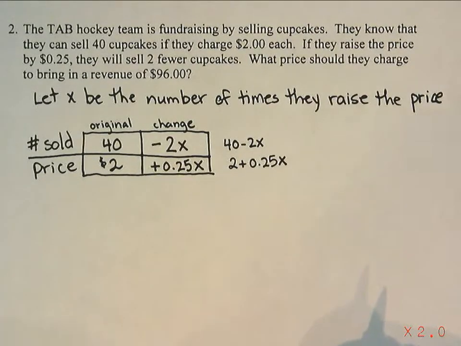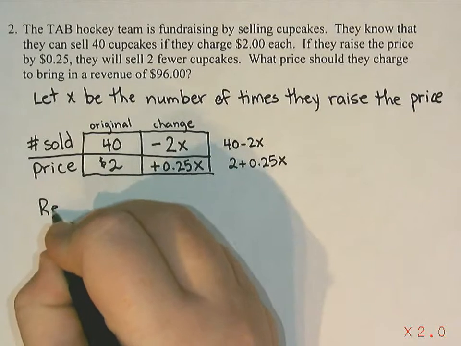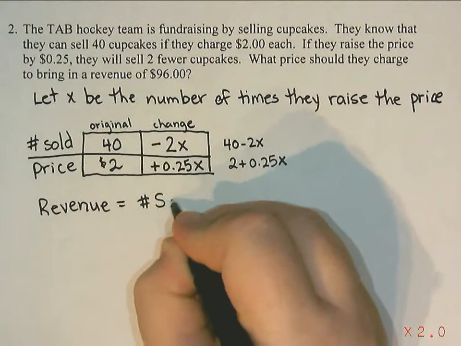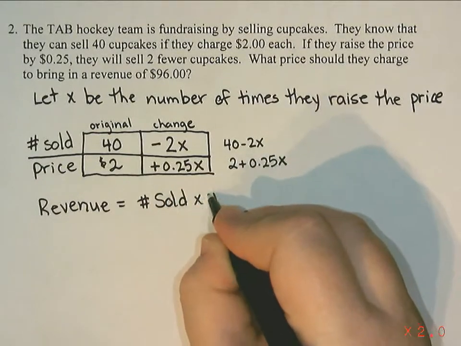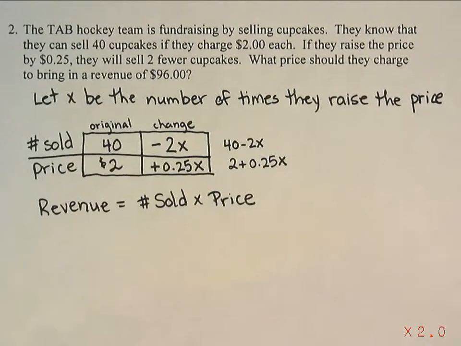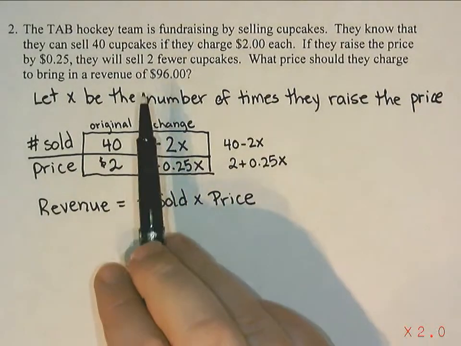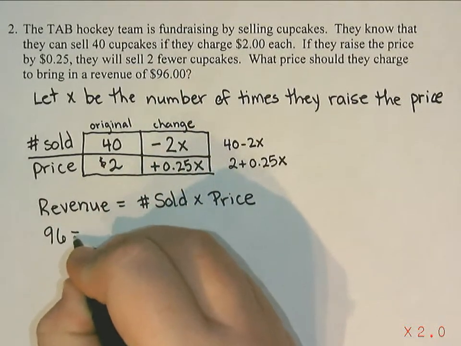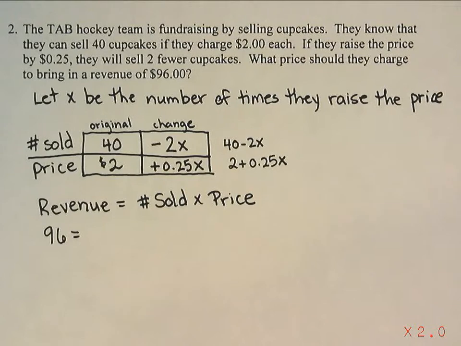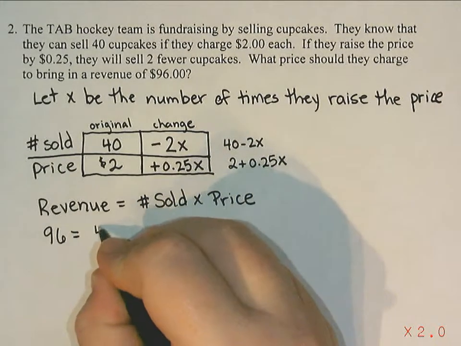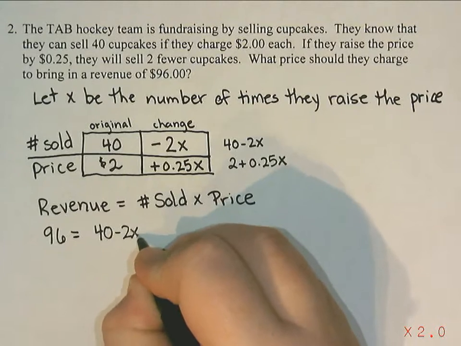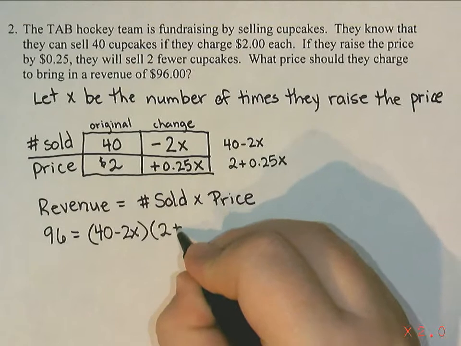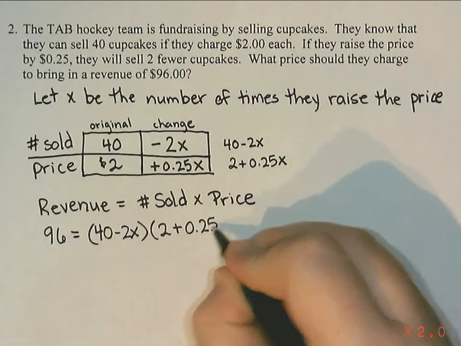Now, revenue is the number sold times the price that you sell it at. In the question, it says we have a revenue of $96. So I'm going to put that in for the revenue. The number sold starts at 40. We're going down by 2 every time, so 40 minus 2X. And the price that we're selling it at is $2. And we're adding an additional 25 cents every time.